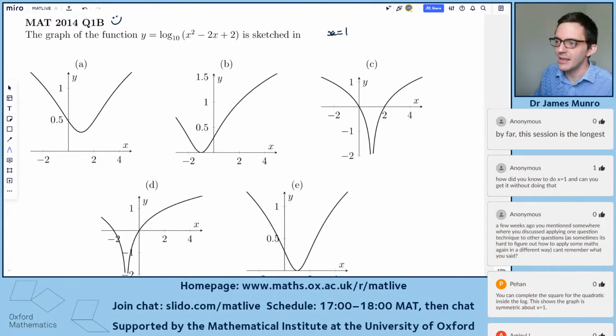So my hint here came from thinking about completing the square inside. Completing the square is quite often a good idea when you've got some sort of quadratic. Once you've completed the square, think about the minimum of that quadratic, or just the shape of that quadratic. It's got something going on when x equals 1. When x equals 1, this thing inside is 1, so this is log base 10 of 1, which is 0. Aha! I want the one that is 0 when x is 1, that's this one, that's e.